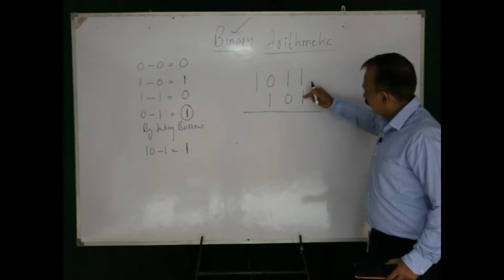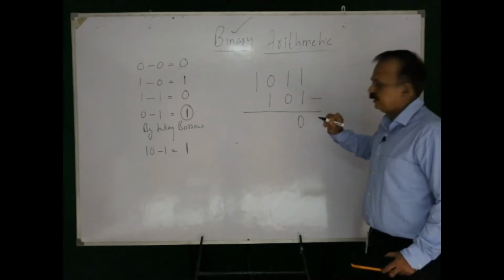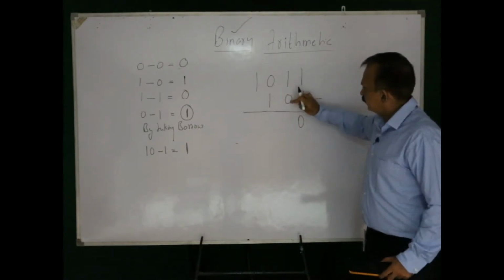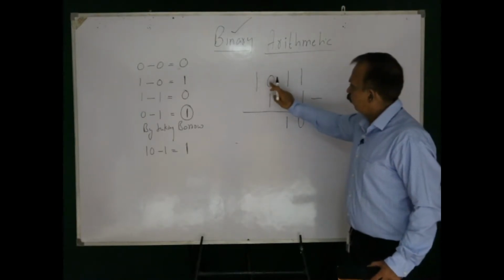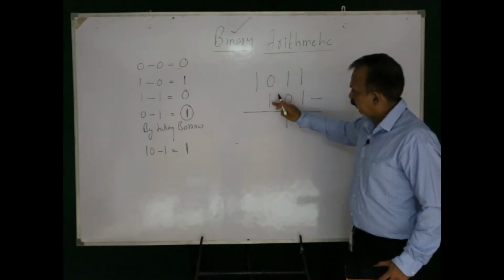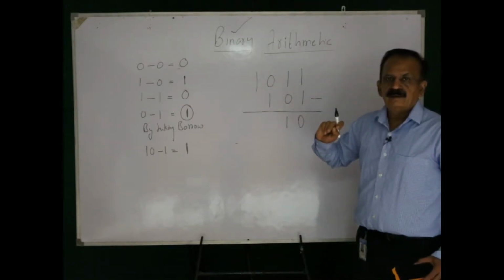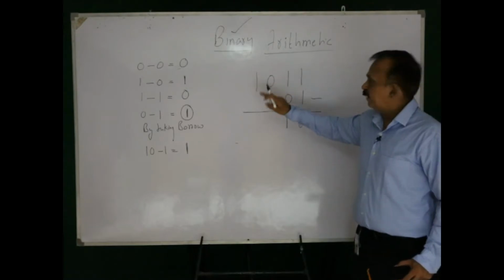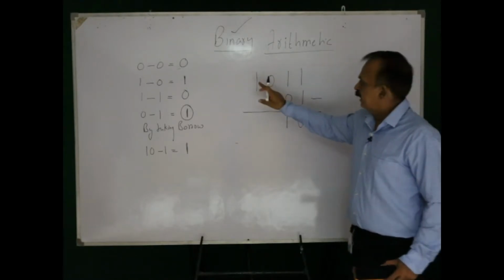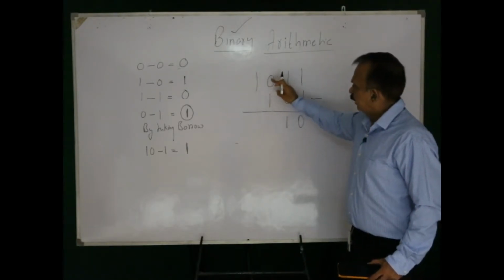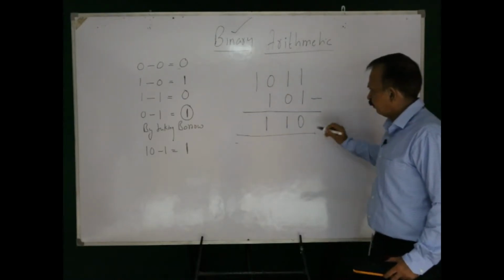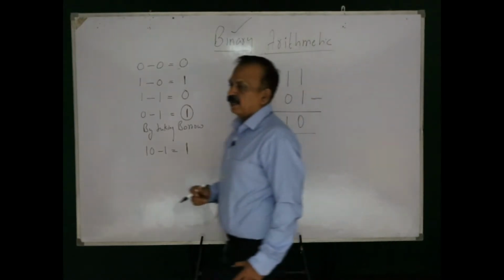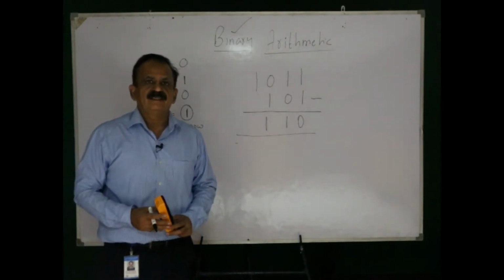Now 1 minus 1, it is going to be 0. 1 minus 0, it is going to be 1. And then the next digit, it was 0 minus 1. Now 1 cannot be subtracted from 0. I have to take a borrow from the next one, and after the borrow it will be 10, and 10 minus 1 is going to be a 1, right. So this is how the binary number is subtracted.